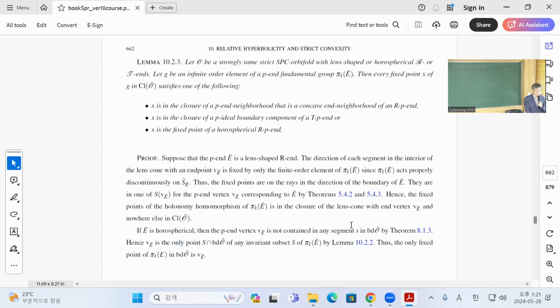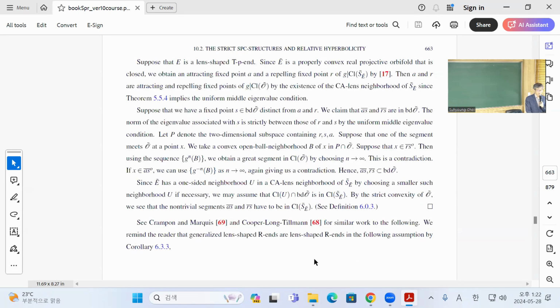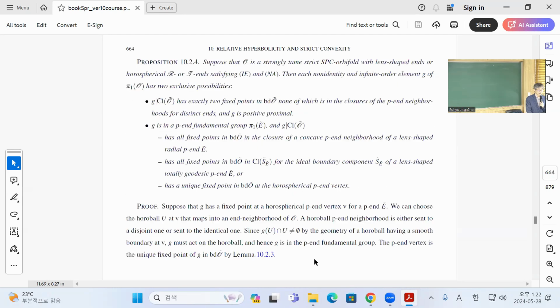And the horospherical case is again very similar. You need to work with that kind of thing. Okay, and so again, for these strongly tamed strict SPC orbifolds, for any infinite order element, it fixes exactly two points, and it is partially proximal, or it fixes some point in some fundamental group of a P-end neighborhood, and then it fixes some point in the concave P-neighborhood or ideal boundary point or horospherical P-end vertex.